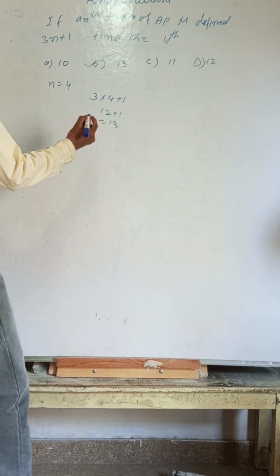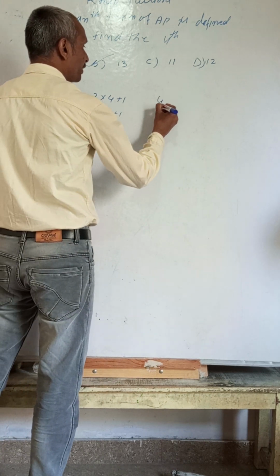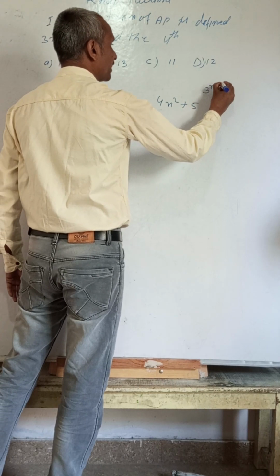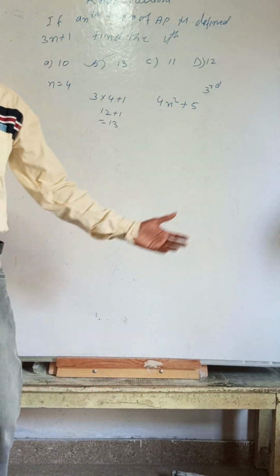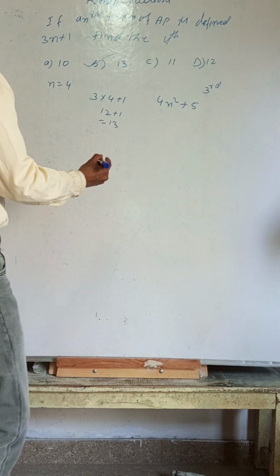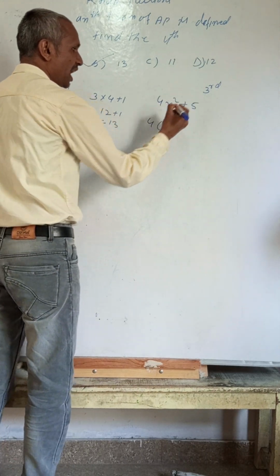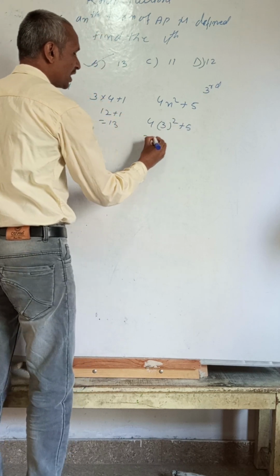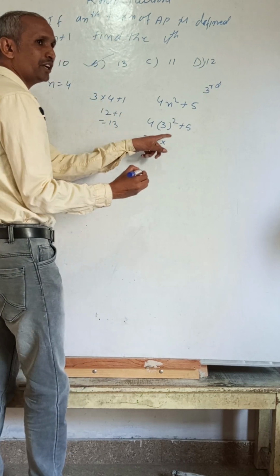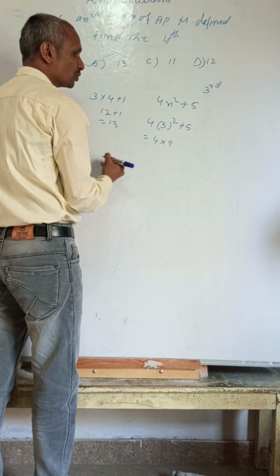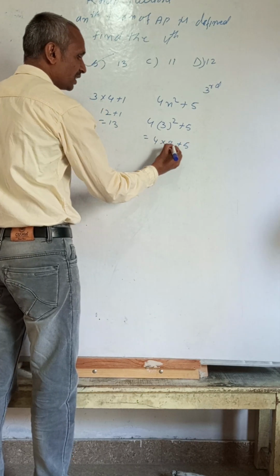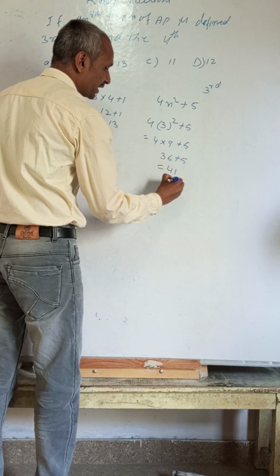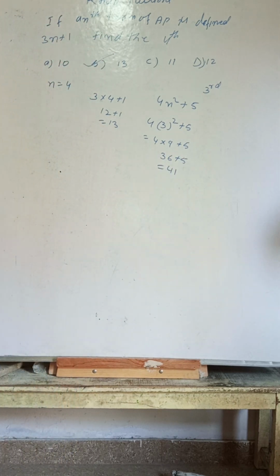Suppose I take one more example. If an AP is defined by 4n square plus 5, then find the third term. I am just taking a simple example here. So how to find that? 4, and in place of n we keep 3. 3 square plus 5 is equal to what? 3 square, 3 into 3, is equal to 9. So 4 times 9 is 36, plus 5 is equal to 41. That term will be 41. I hope it is clear.